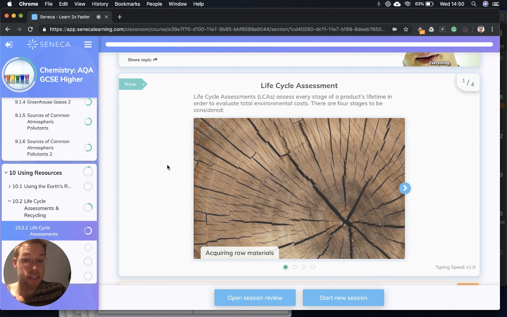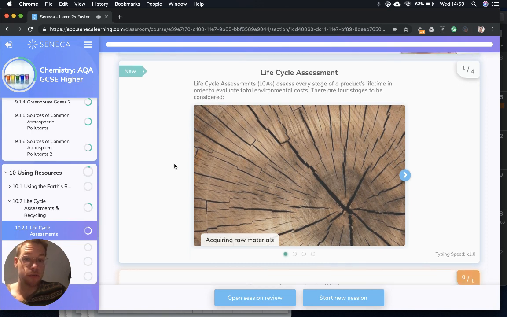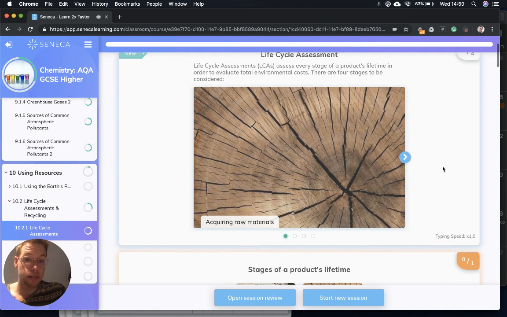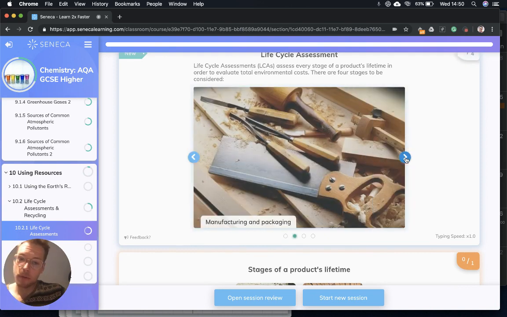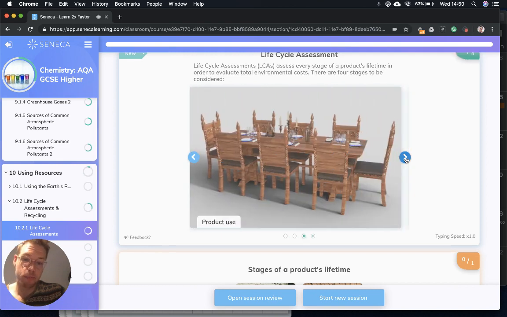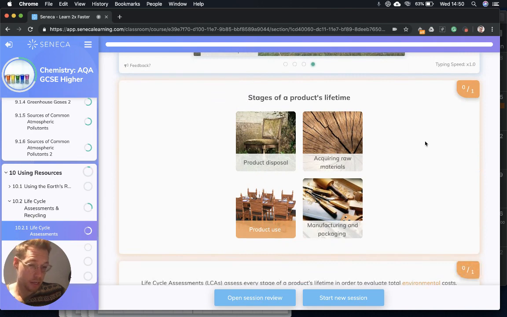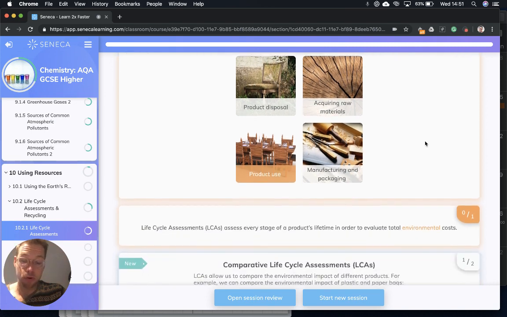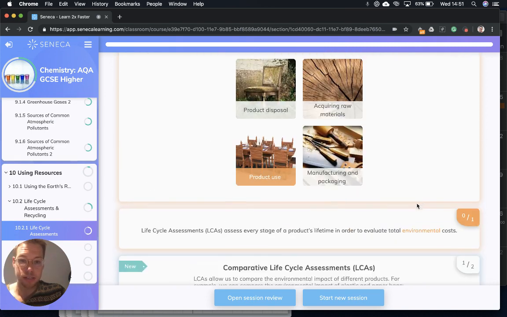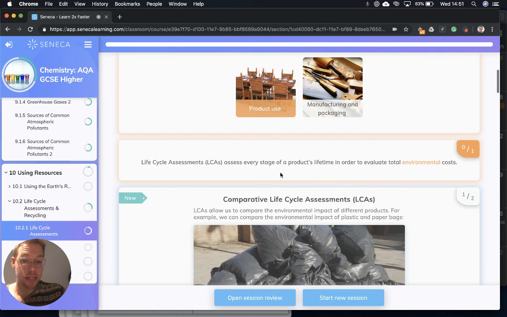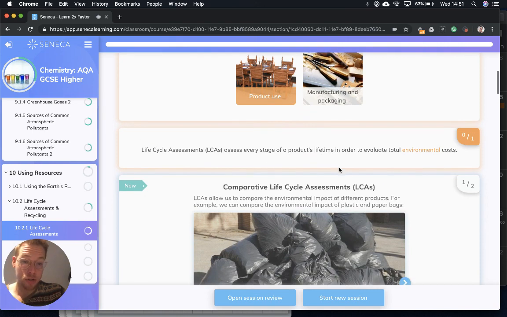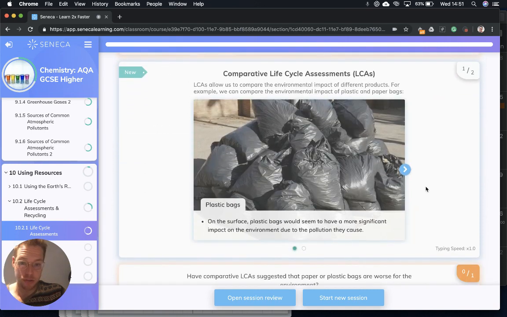Well, they assess every stage of a product's lifetime in order to evaluate the total environmental costs. And there are 4 stages to be considered. Step 1, acquiring raw materials. 2, manufacturing and packaging. 3, product use. 4, product disposal. So those 4 stages again are acquiring raw materials, manufacturing and packaging, product use, and product disposal. And so it assesses every stage of a product's lifetime in order to evaluate the total environmental costs.